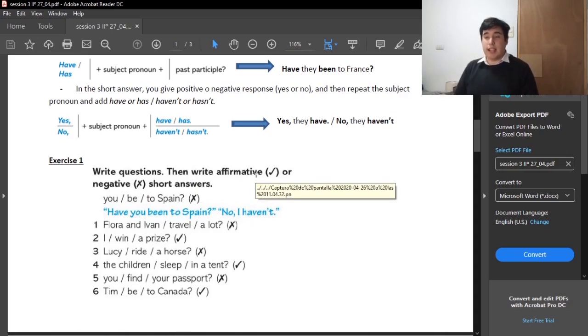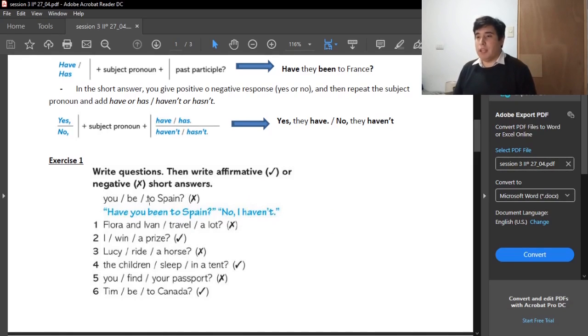Affirmative, negative, and short answers to the questions that you have created. Let's see the example. We have you, be, and to Spain. And we need to answer with a negative short answer. So, question, we start with have, the auxiliary verb, for the subject you. Then, write you, and we need to write the past participle form of be, in this case, been. And finally, we add the rest of these words. Have you been to Spain? That's the question. Beautiful question.